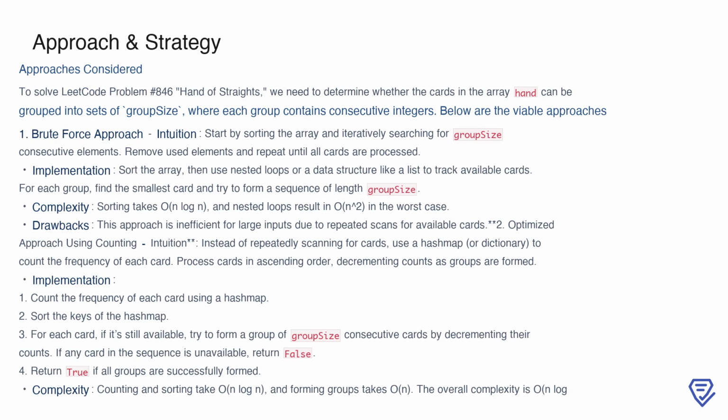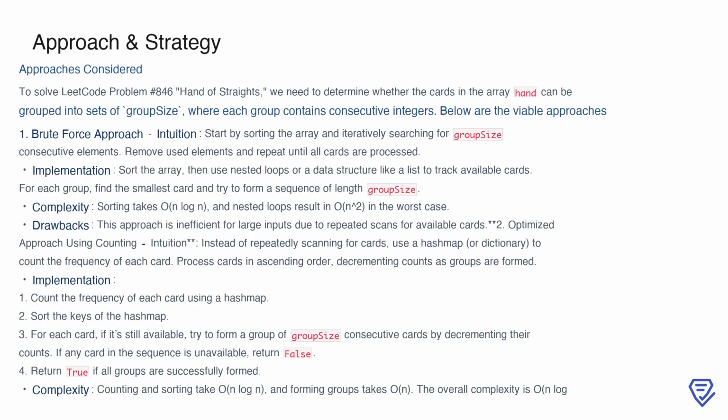To solve the problem hand of straights, we need to determine if the cards in the array can be grouped into sets of a specified size, where each group contains consecutive integers. Let's explore some approaches. The brute force approach begins by sorting the array and then searching for consecutive groups of the required size. After forming a group, the used cards are removed, and the process repeats until all cards are processed. However, this method is inefficient due to its repeated scans and nested loops, resulting in a time complexity of n squared in the worst case.